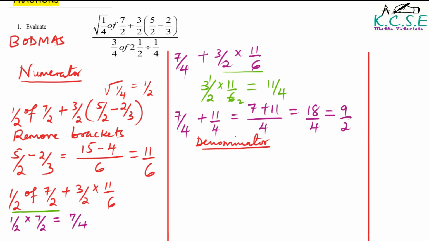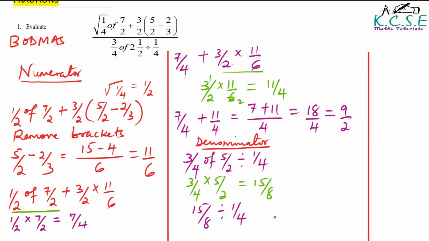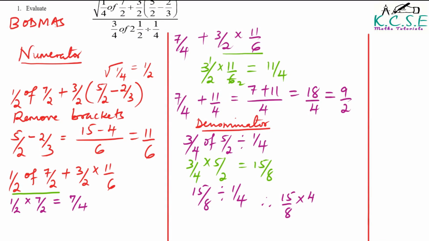Now for the denominator, we shall apply the same. So 3 over 4 of, we can convert this, 2 and a half is the same as 5 divided by 2, everything divided by a quarter. There are two operations here, of and division. The one that comes first is of. So we solve that first. We have 3 over 4 of this, multiplication over 2, and this gives 15 divided by 8. Now we have 15 divided by 8 divided by a quarter. And this gives 15 divided by 8 times 4 over 1. This gives by 4, 1, this is 2. So you get 15 divided by 2.